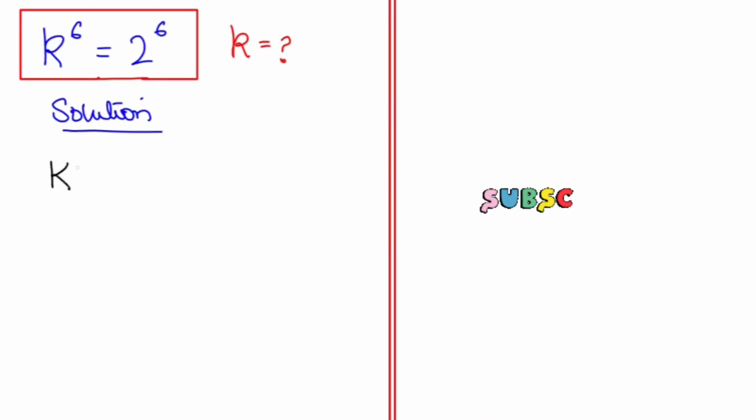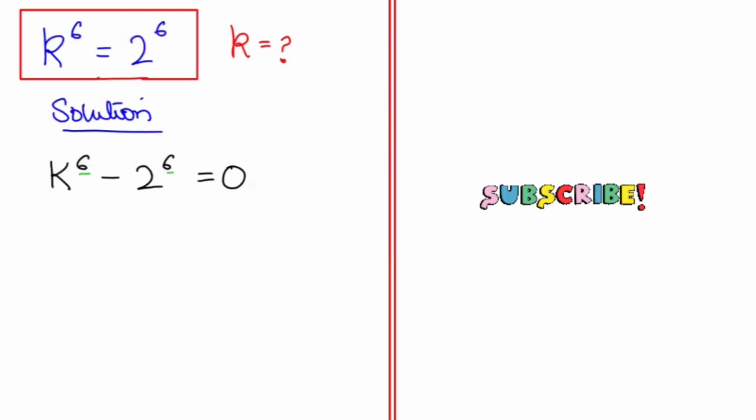k to the power of 6 minus 2 to the power of 6 is equal to 0. Now I'm going to split the powers here. So I'm going to write (k to the power of 3) whole to the power of 2 minus (2 to the power of 3) whole to the power of 2 is equal to 0.